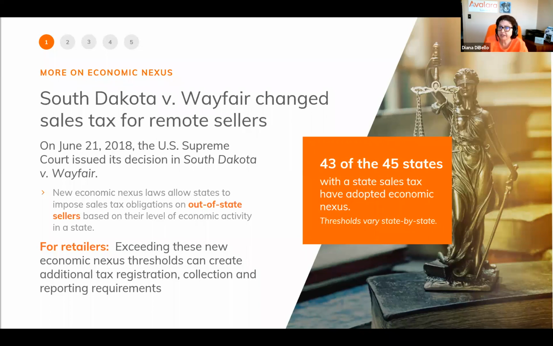So it's a very important source of income for the states.